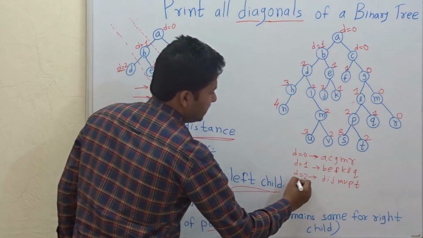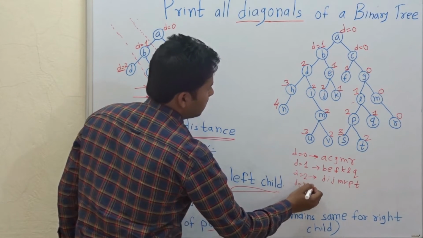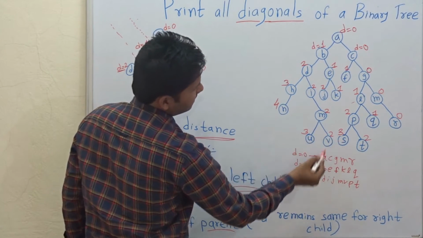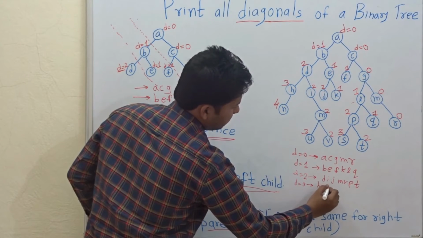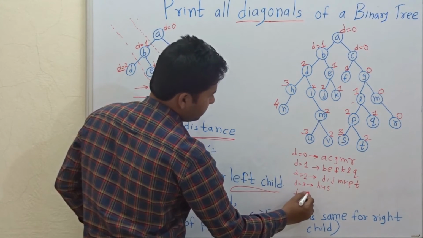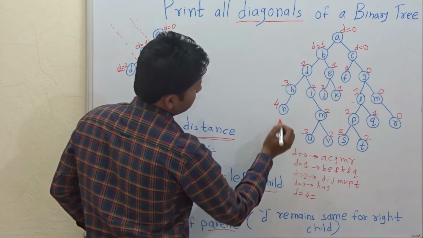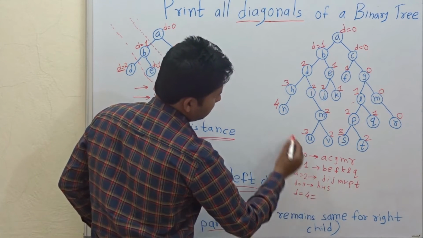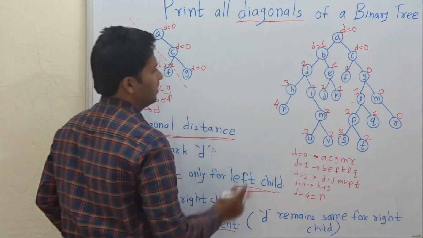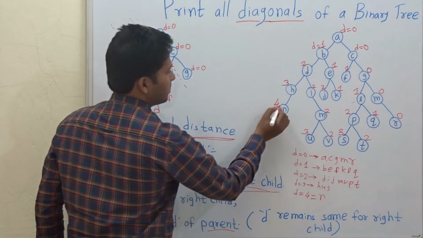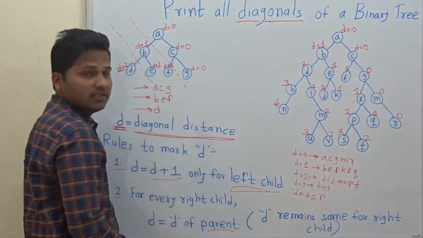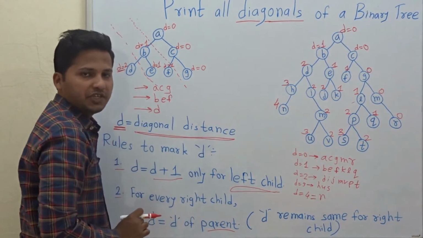Now D is equal to 3. H, U, S, these are the 3 nodes with D is equal to 3 and D is equal to 4. This that is N. So N. So here are the diagonals. These are the 5 diagonals in this binary tree.